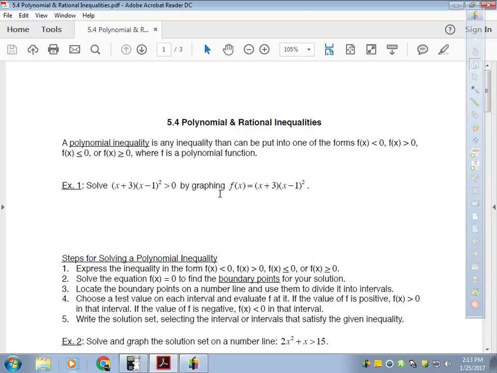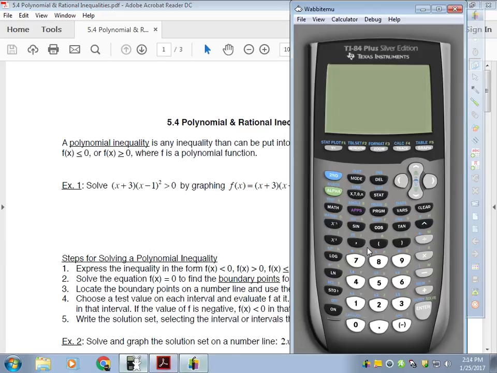So the very first example we're going to do is solve a polynomial inequality by looking at a graph. It asks us to solve (x plus 3)(x minus 1) squared greater than 0 by graphing the function f of x equals (x plus 3)(x minus 1) squared. I'm basically just taking what's on the left-hand side, putting it in as a function, and I'm going to graph it in my calculator.